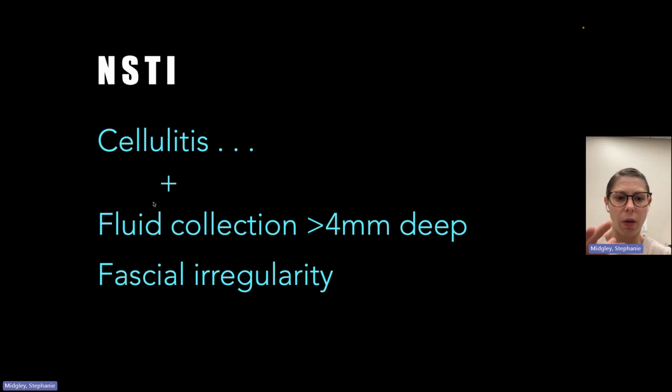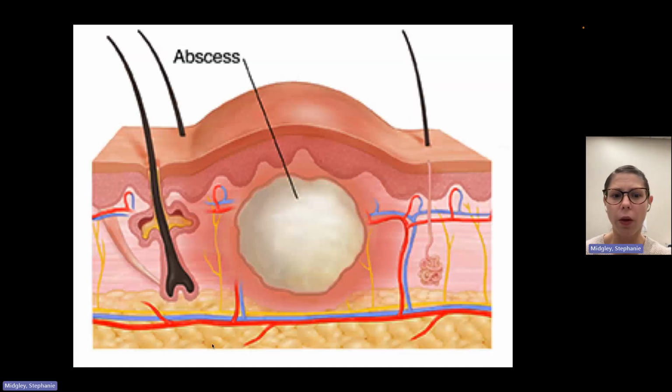The fascia starts to become irregular, and then plus or minus subcutaneous air. So if you see air, you can rule in for NSTIs, but the absence doesn't rule it out. All right, cool. Moving on to abscess.